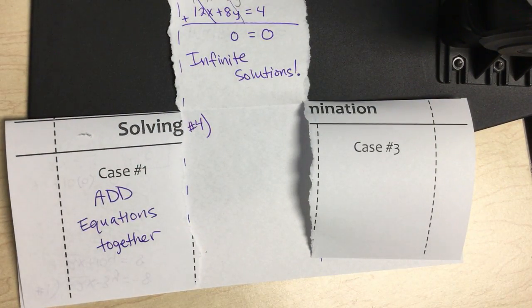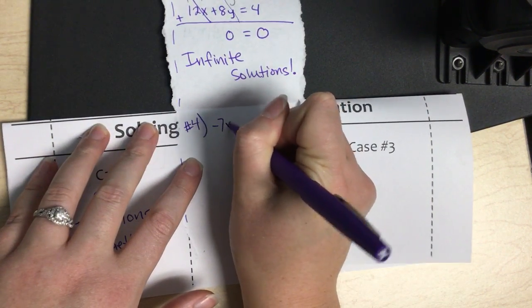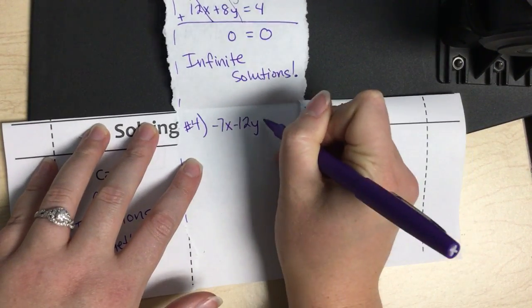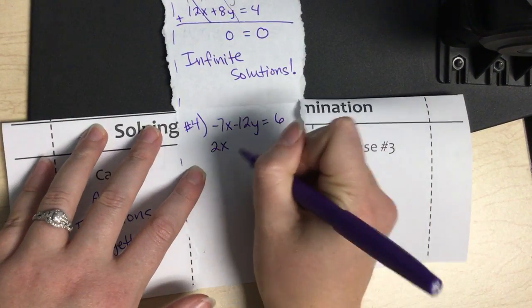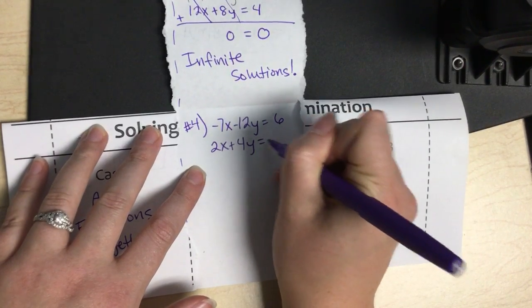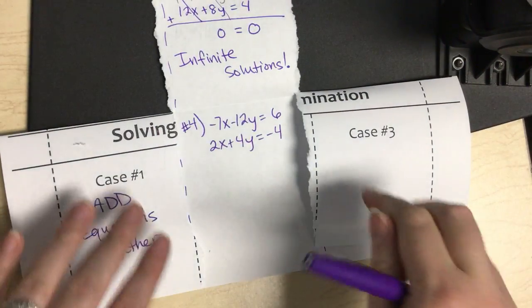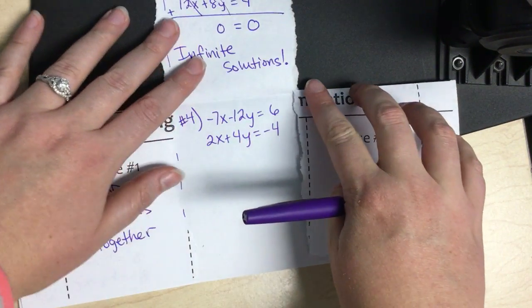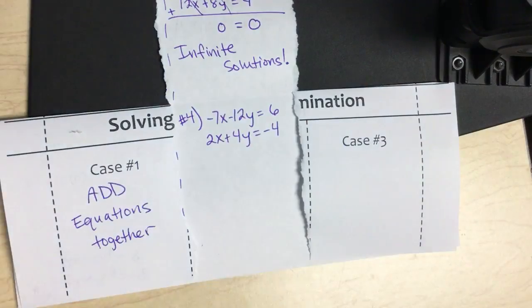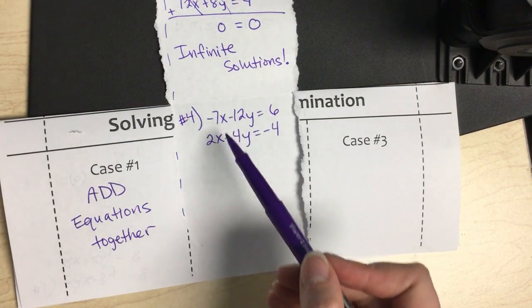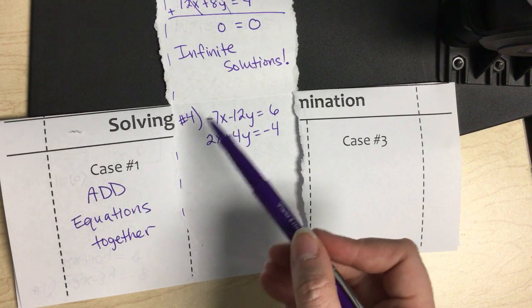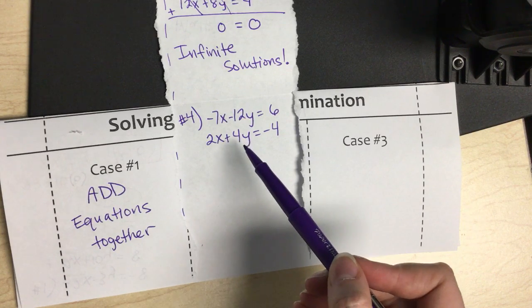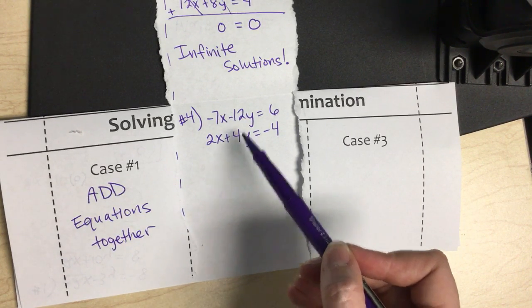This one will actually have a solution for you. Okay, let's try negative 7x minus 12y equals 6. And 2x plus 4y equals negative 4. All right, now if we look at our options here, it would be really challenging to eliminate the x's, because a 2 doesn't multiply to make a 7. But if I look at my y's, I could multiply the 4 by something in order to make a 12.